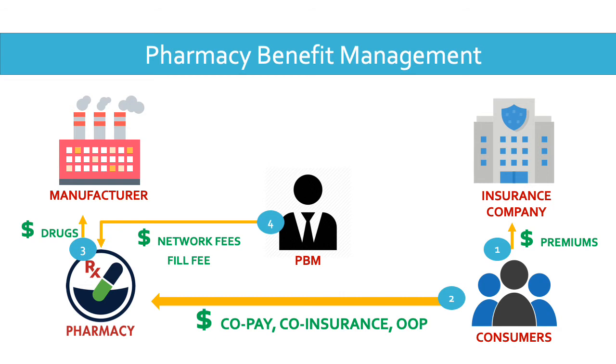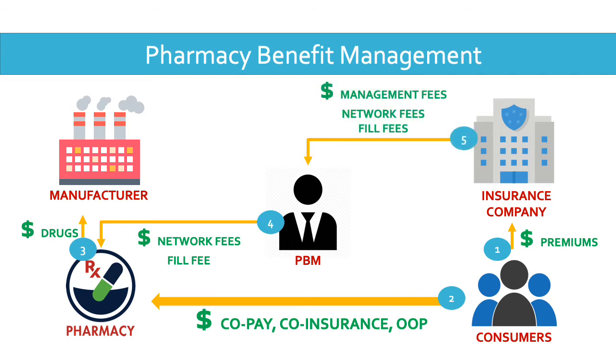Because the network fees and the fill fees are different by the type of contract that was negotiated, that's part of the reason that you can go to one pharmacy and your prescription will be one cost, and go to another pharmacy and your prescription will be a different cost. So the insurance company is paying to the PBM management fees, network fees, fill fees for access to these pharmacies. And then the pharmacy benefit manager will pay the manufacturer for the drugs that they contract with.